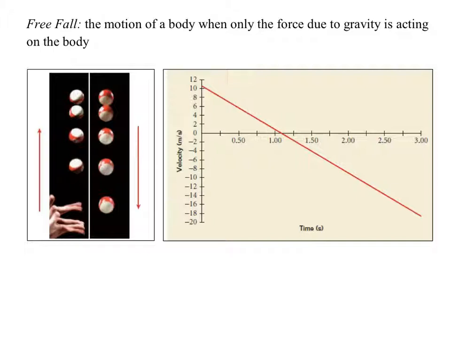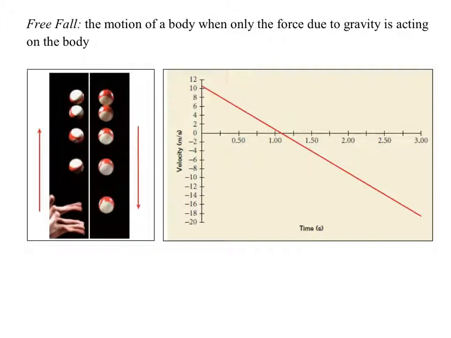What if I toss it up in the air? It comes to a stop at the top and then comes back down, again because of gravity. On the way up, as it releases, it's got a positive velocity. It gets to the top. Because it stops for an instant, what's the velocity at the very top? Zero. And then the velocity becomes more and more negative, right?